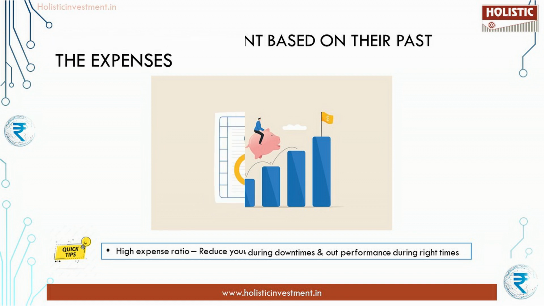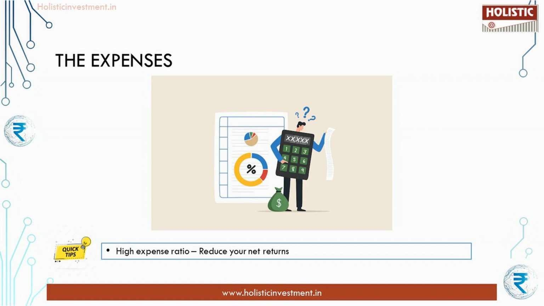Next, the expenses. Mutual funds charge a fee called the expense ratio. These fees are charged to run and manage the mutual fund scheme. The expenses include management fee, commission, distribution fee, etc. One has to bear the same for every transaction until the redemption of units. This ratio differs from fund to fund with the normal range from 0.5% to 2.5%. A high expense ratio can reduce your net returns.